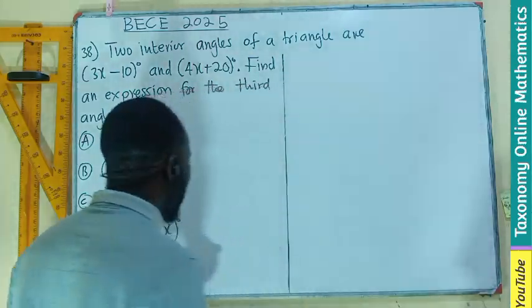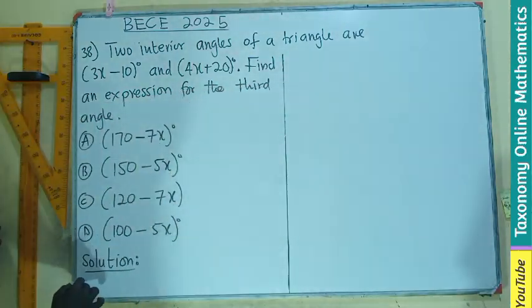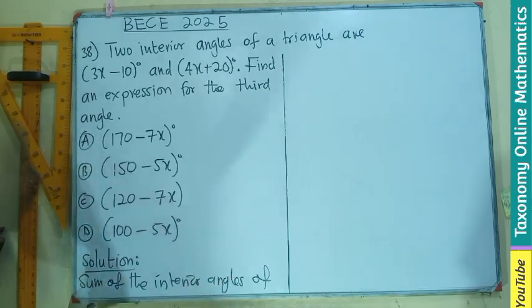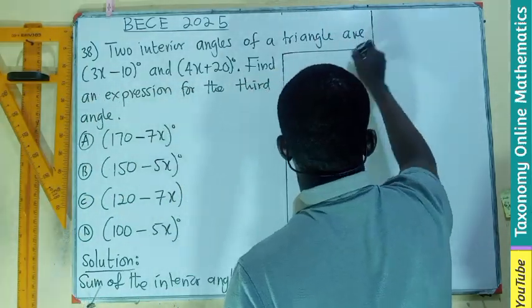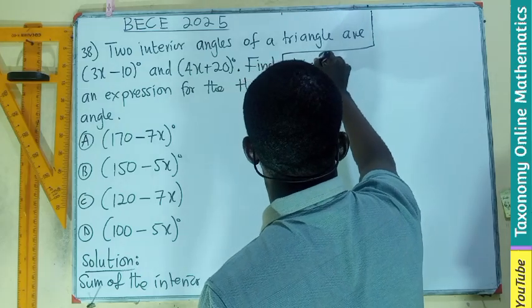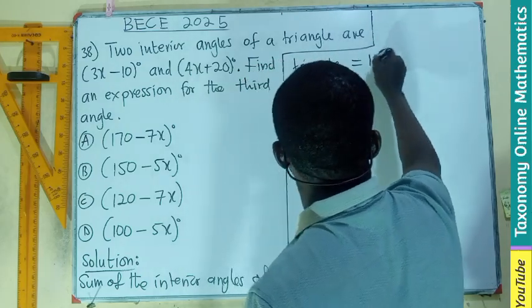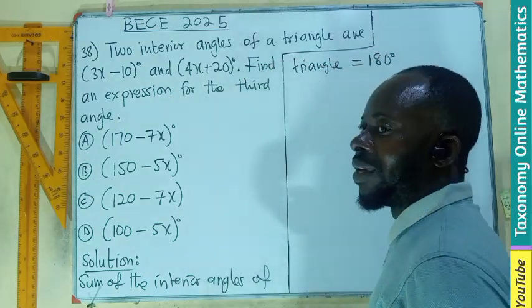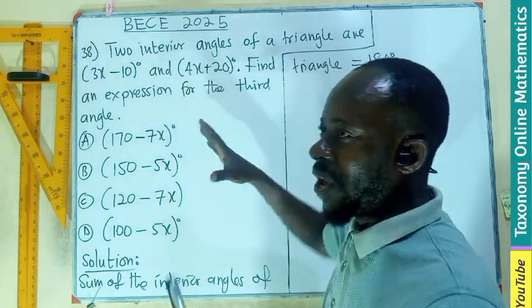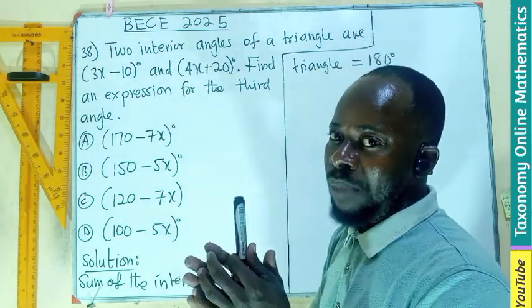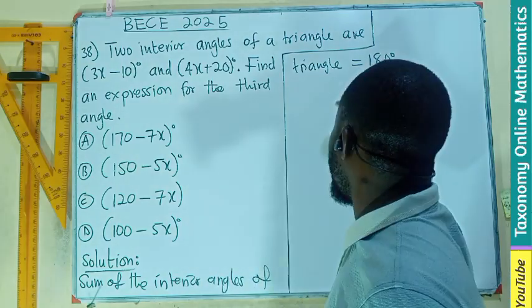Remember, by solution, we can say that the sum of the interior angles of a triangle is equal to 180 degrees. So these are the three angles we're having. We have this, we have this. Now, if we add all of them plus the one that we are looking for, you should get 180.